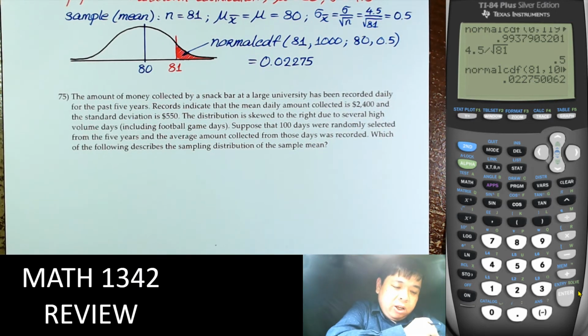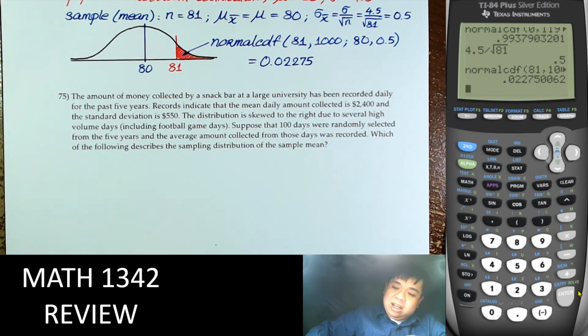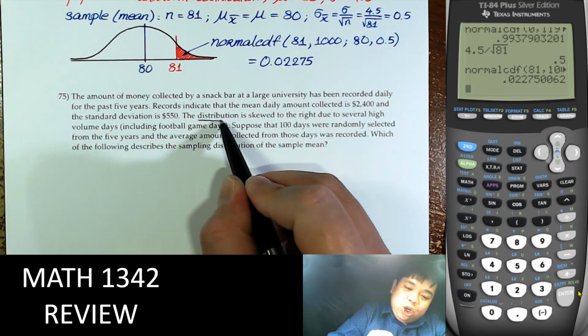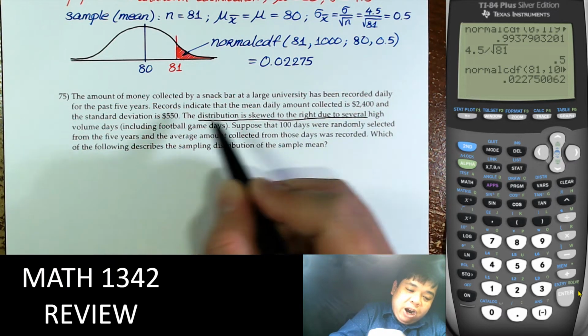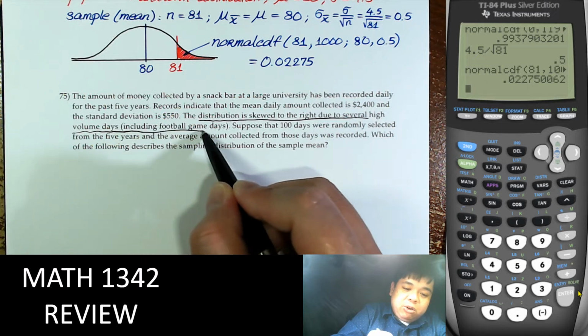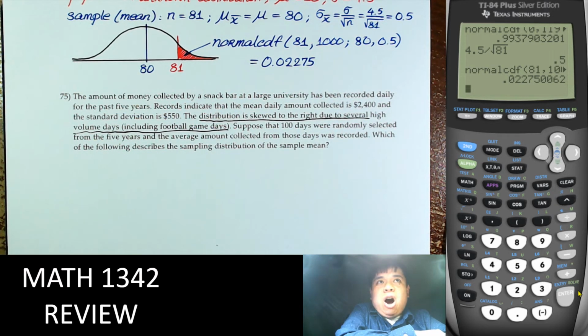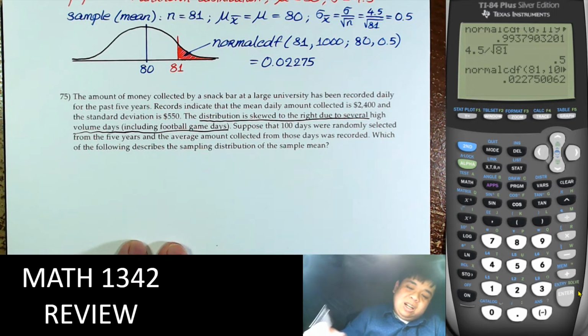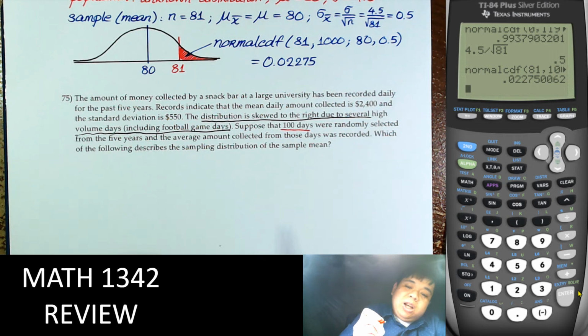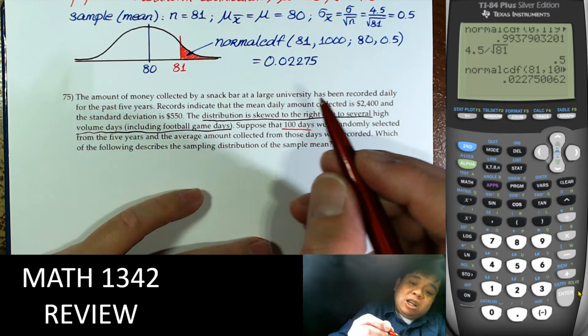Right, next. The amount of money collected by a snack bar at a large university was recorded daily in the past 5 years. The records indicate that the mean daily collection was okay. And the distribution is skewed to the right due to several high volume days. So obviously this is not normally distributed. But should it matter? Answer is no, because we do have a big enough sample size. If it is greater than or equal to 30, that should be fine.